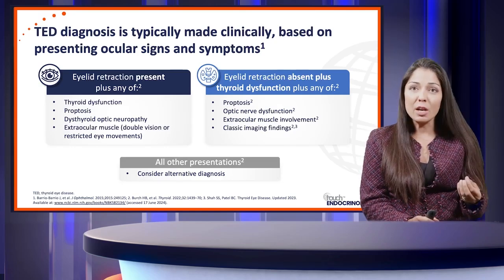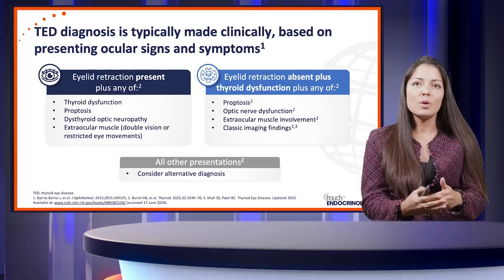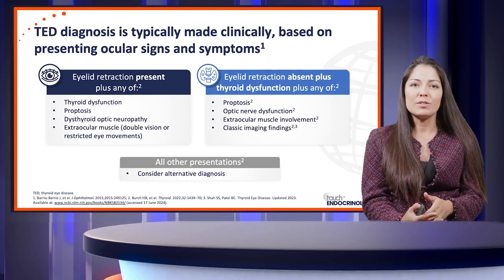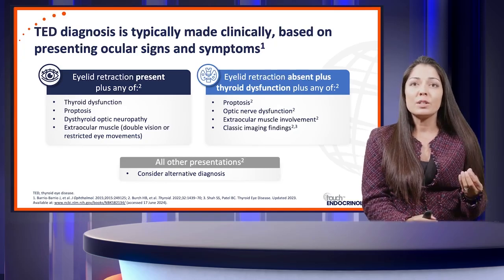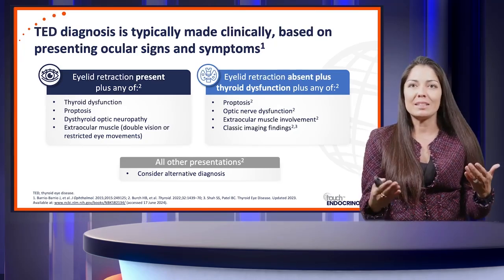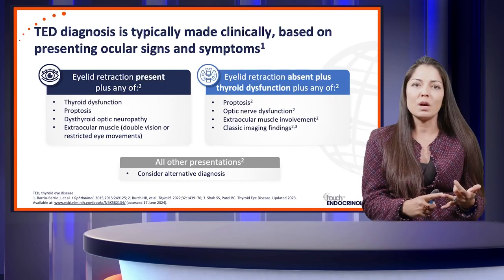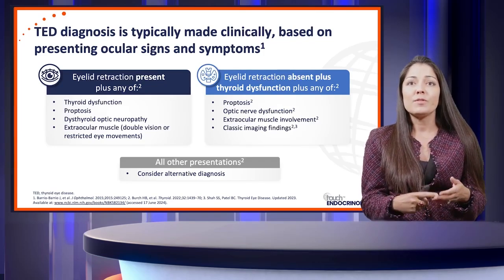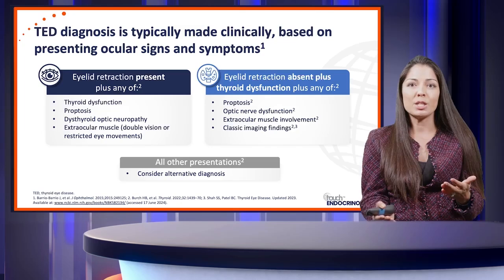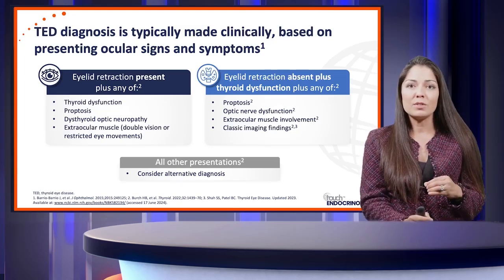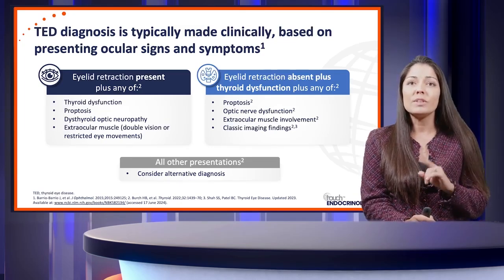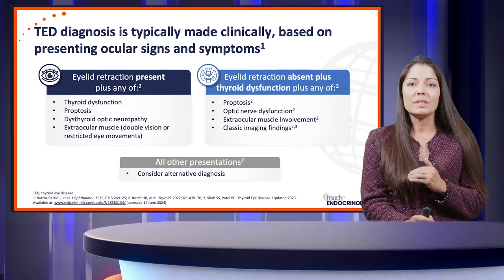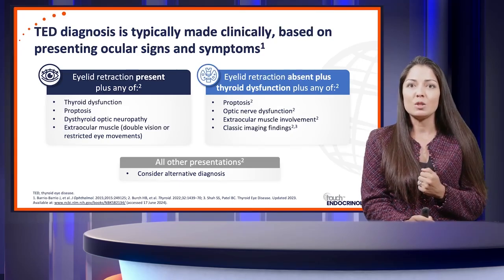So eyelid retraction plus thyroid dysfunction, most likely they have some level of thyroid eye disease, or if they have eyelid retraction and the other classic clinical findings: proptosis, optic neuropathy, enlarged extraocular muscles, and double vision. Now, if you have a patient that does not have eyelid retraction, but they do have thyroid dysfunction, and they have one of the other findings on the bottom list, then you can assume that they have thyroid eye disease, or at least have a high suspicion.